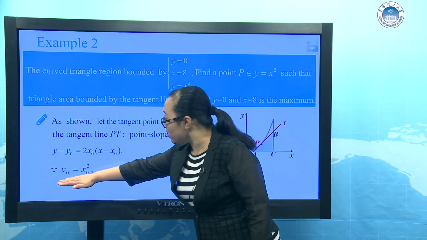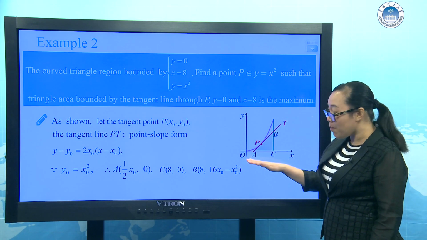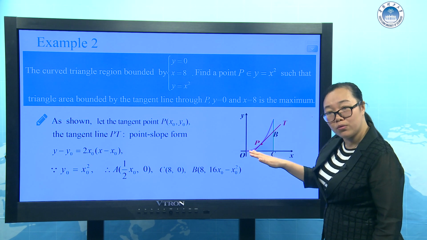So y0 equals x0 squared, satisfying this equation. Together, we can get the corresponding intersection points. Corresponding A is (half x0, 0). Corresponding C is (8, 0). Corresponding B is (8, 16x0 minus x0 squared). So now we can make up the corresponding triangle region.